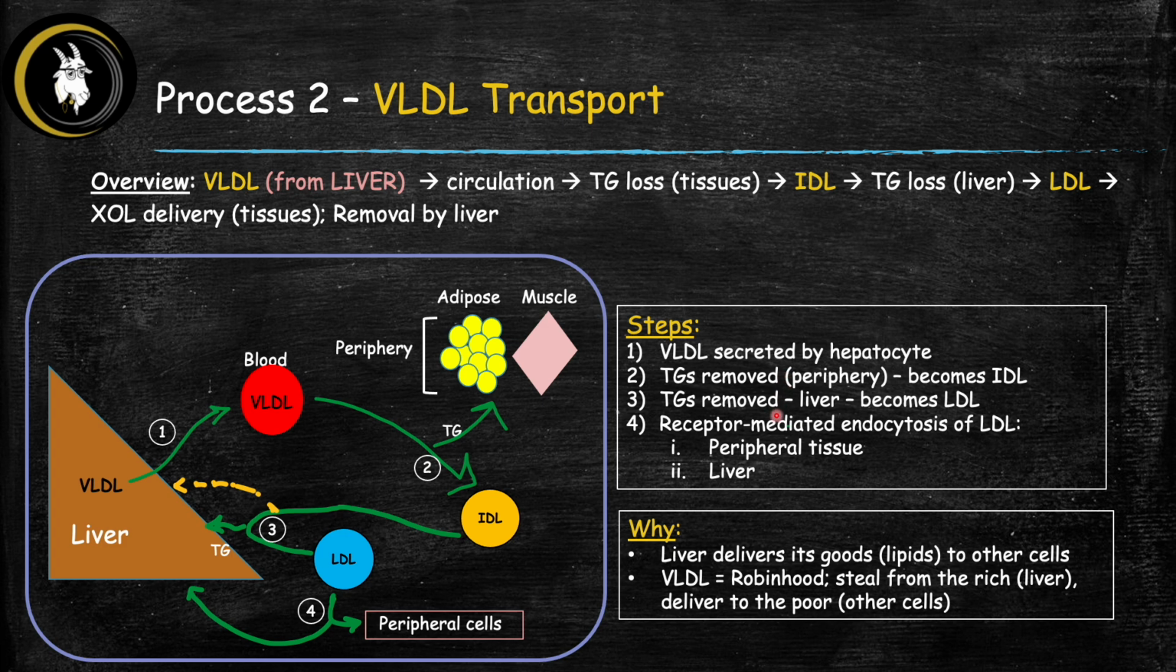And the final point is that the goal of this is for the liver to deliver its goods, which are the lipids, to the other cells. So it's giving the triglycerides over here so that they can use it, and it's giving the cholesterol over here so that they can use it. So in this way, you can think of this VLDL pathway as the Robin Hood. It's stealing from the rich, which is the liver, and giving it to the poor, which is the other cells that need these lipids.